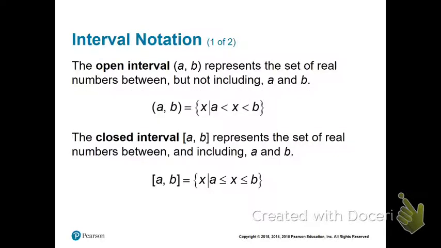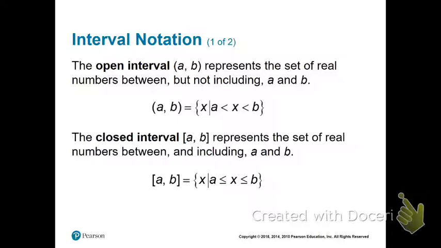All right, so one way to write our solutions is in interval notation. So we have what they call the open interval from A to B. Notice it's got parentheses on both sides. It represents the set of real numbers between but not including A and B. So it kind of looks like an ordered pair, but it's not an ordered pair. It's representing an interval.